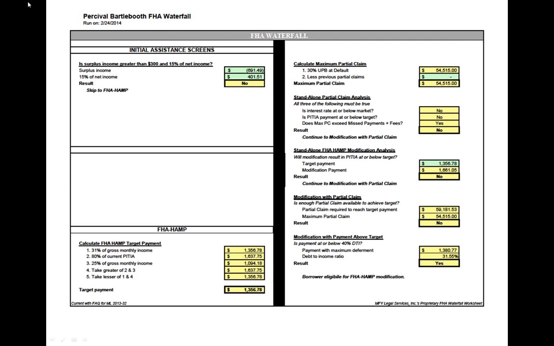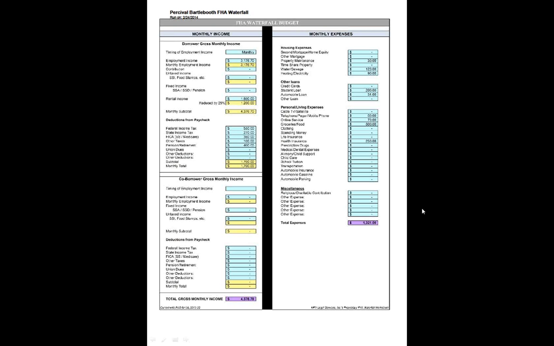Okay, so this is the situation for our borrower. This is the first screen, and basically what it asks for is the borrower's budget. Now, unlike HAMP as it's traditionally known, FHA does not just depend on gross monthly income. It also analyzes net income and surplus income.